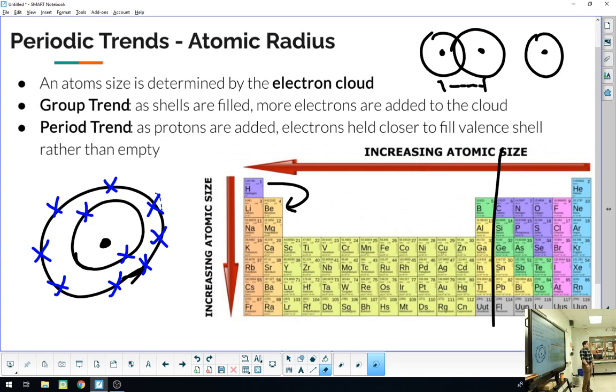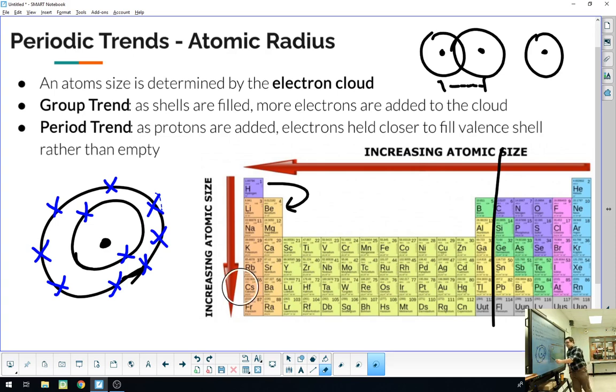Cool. This is really interesting stuff. It can be a little mushy in the brain for a little while. Okay, we good here? All we got to know is you go to the left, go down, atoms get bigger.